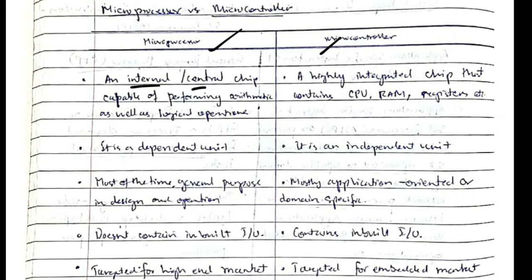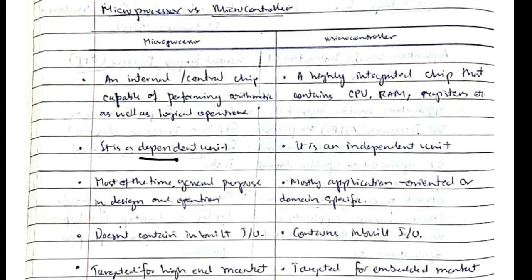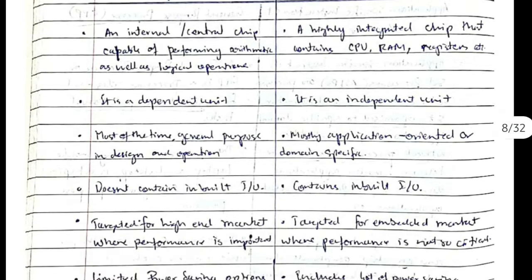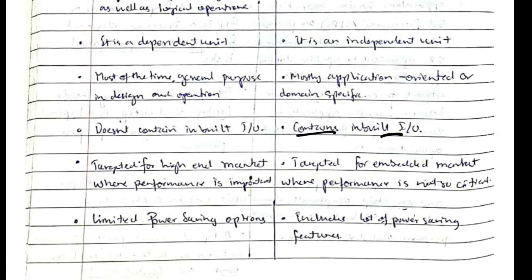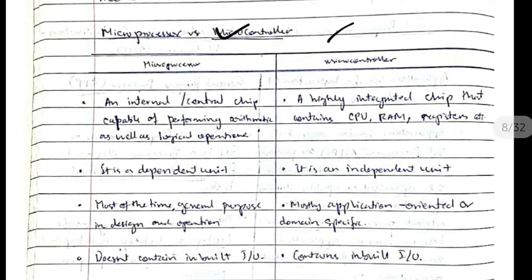It's an internal central chip and it's highly integrated, meaning all these things will be contained inside the microcontroller, whereas a microprocessor is just a chip which will have external connections, and it's a dependent unit since it has external connections, while this one is an independent unit since it has all the things inside it. And it contains inbuilt IO, whereas the microprocessor does not contain inbuilt IO, and so on. These are the general differences between these two.